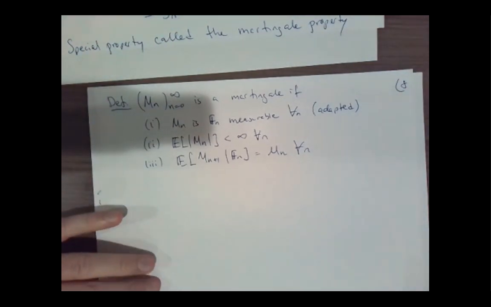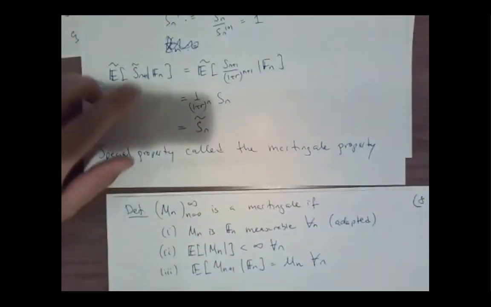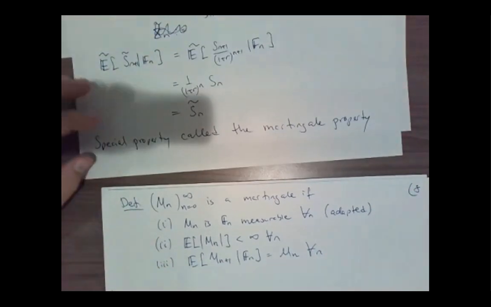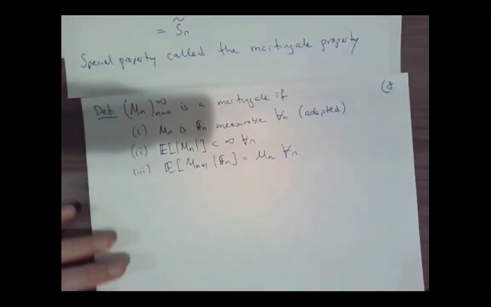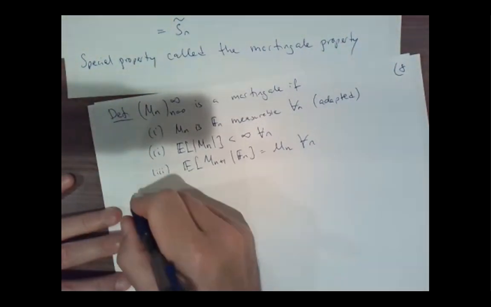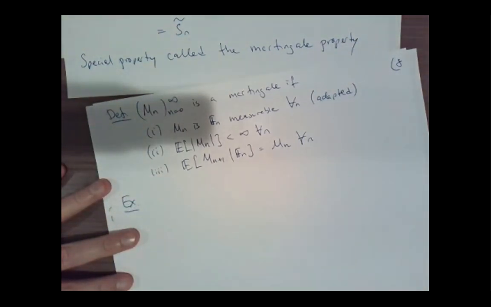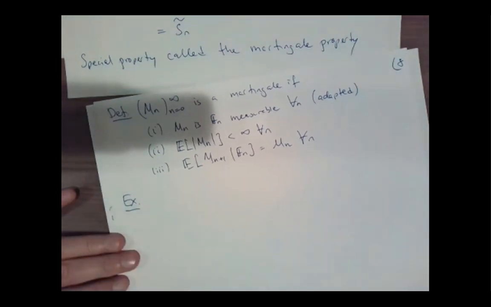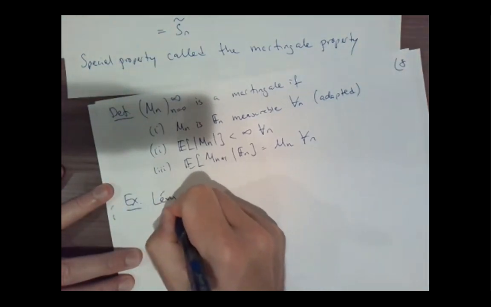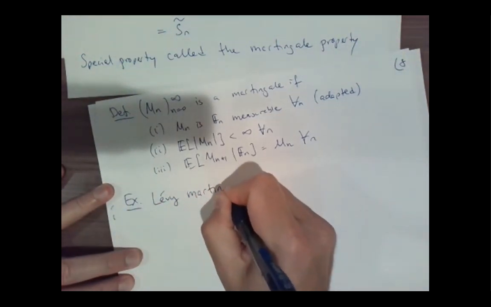Okay. We just saw an example here. This guy here, the discounted stock price, is a martingale in the binomial model. The prototype, a very large class of examples of martingales, is given by this example here. It's not all of them. There are martingales that are not in this category, but nonetheless, these martingales are called Lévy martingales.